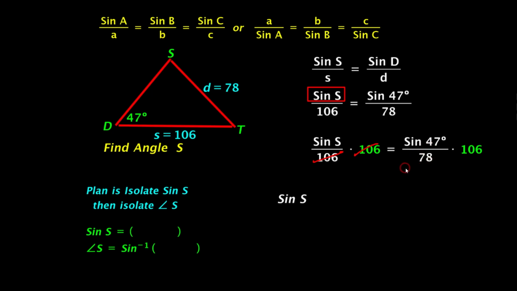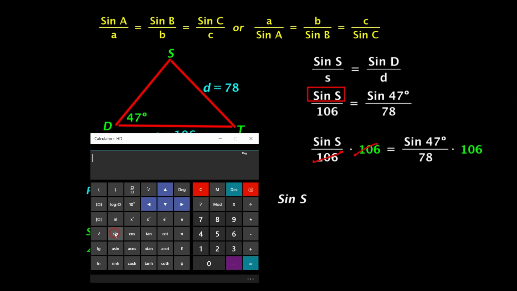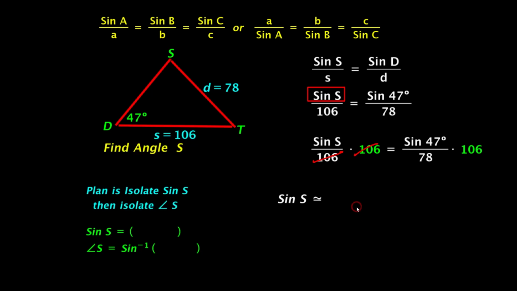Now we need a calculator to find sine 47 degrees. We punch in sine 47 and the value is 0.7313. After the 3 is a 5, so we will take 0.7313. We use the value of sine 47, 0.7313, multiplied by 106 and divided by 78. Anyone can do this on the calculator. The value simplifies to 0.9938.